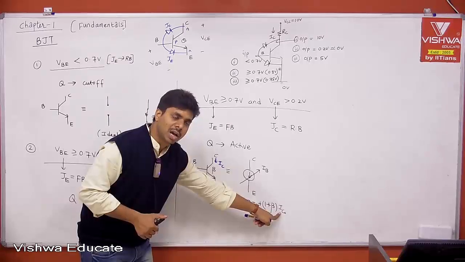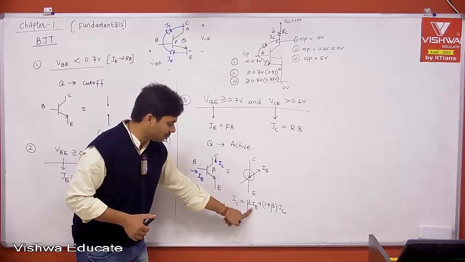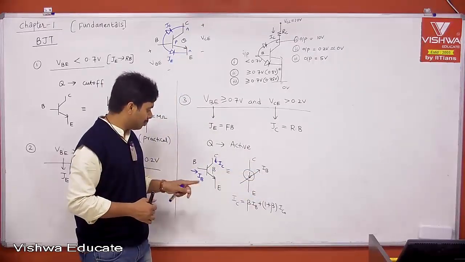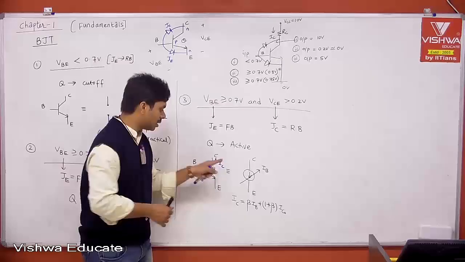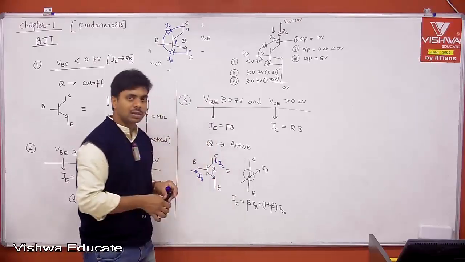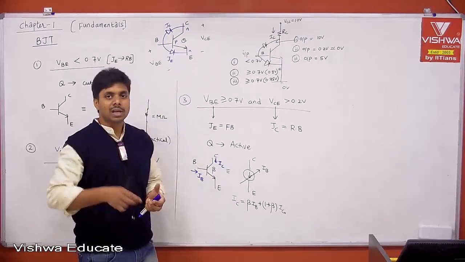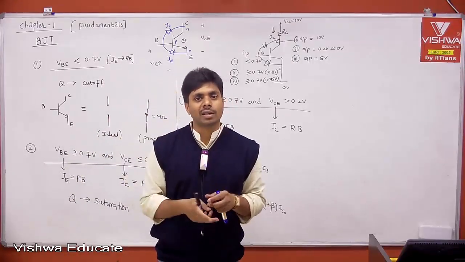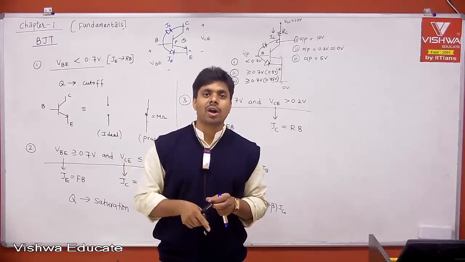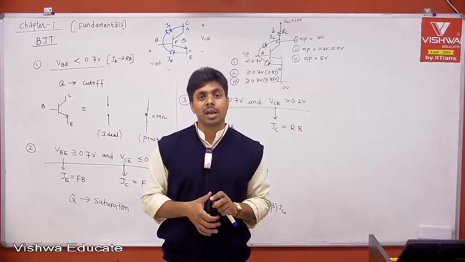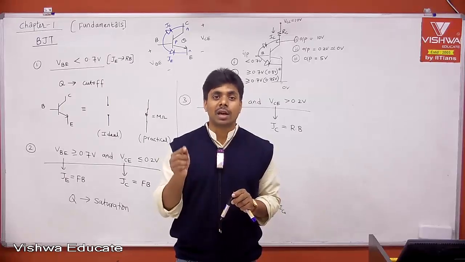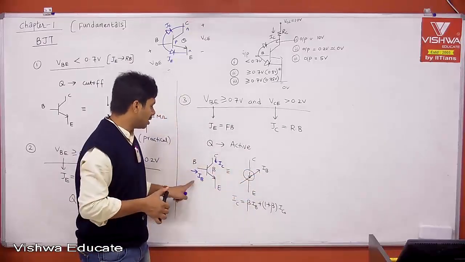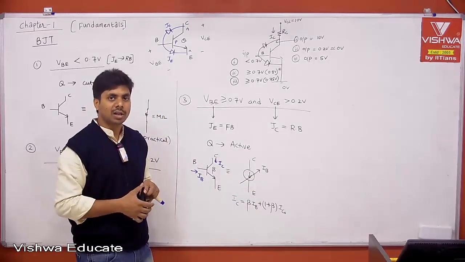If you neglect the reverse saturation current, then your IC is approximately equal to beta into IB. Means your output current is only controlled by base current. If base current is constant, your collector current is constant irrespective of the VCE. That is what a current source is, because irrespective of the voltage across any element, if the current is constant, even though the voltage is changing but the current is not changing, that is nothing but a current source. But it is not an ideal current source, it is a current controlled current source in the case of BJT. Why? The output current is controlled by your input current. That is what is needed for amplification, right?